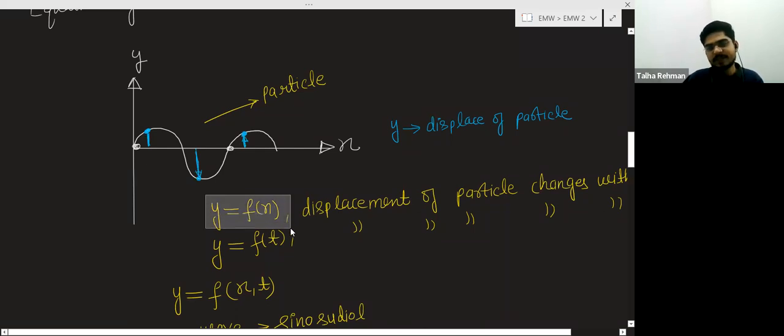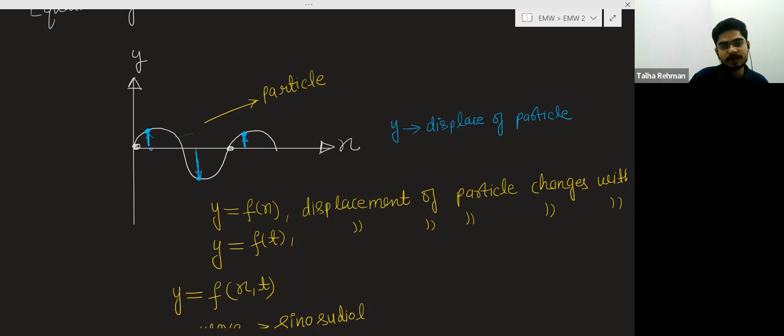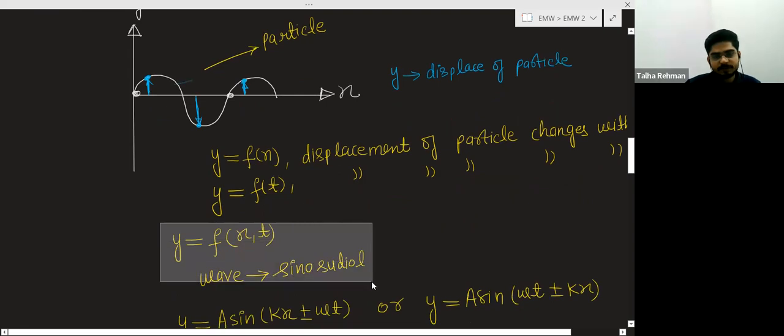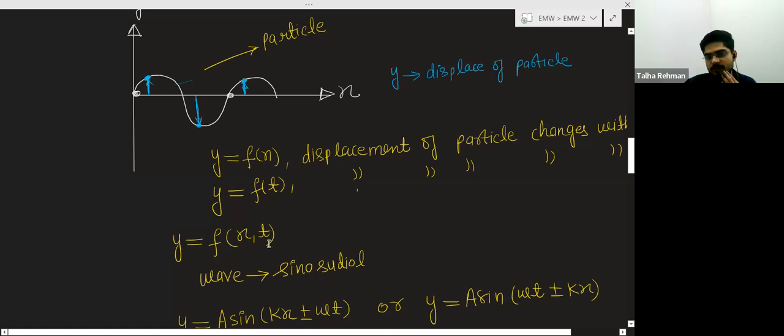But this particle is also oscillating about its mean position, which means the displacement is also changing with time. Basically, I want to tell you that the displacement of a particle is a function of x as well as time. This wave is in the form of a sine curve, so this wave is known as a sinusoidal wave.